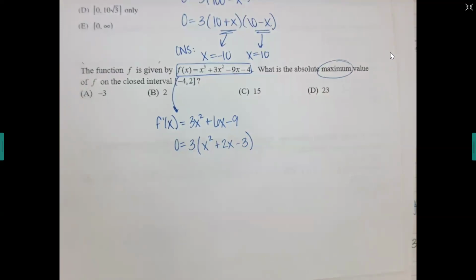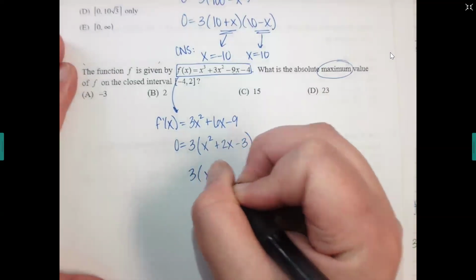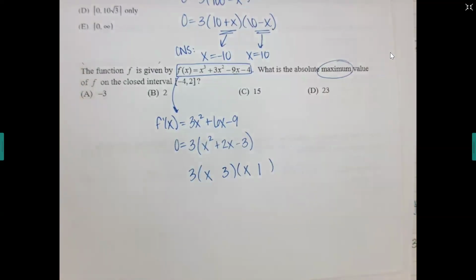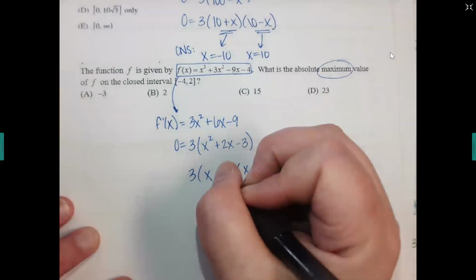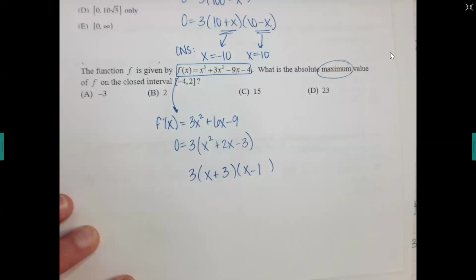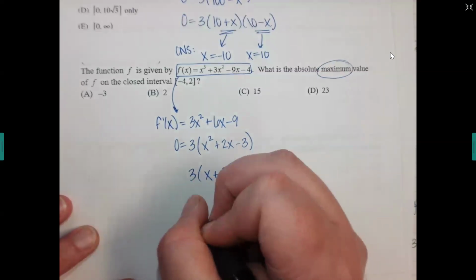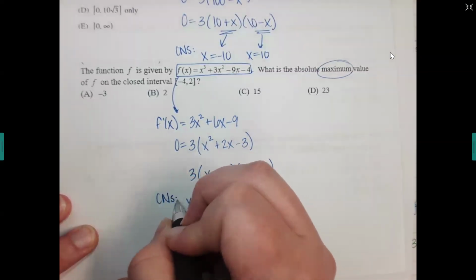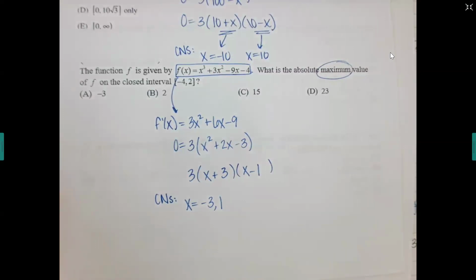So I need numbers that multiply to 3 and add to 2. What's the only way to multiply to 3? 3 and 1. And then I have to think about, if I want my 2 in the middle to come out as a positive, I need to make sure my 3 takes the plus and my 1 takes the minus. Okay, from here, we have x equals -3 and +1 for my critical numbers. Okay, go ahead and set up your line chart.